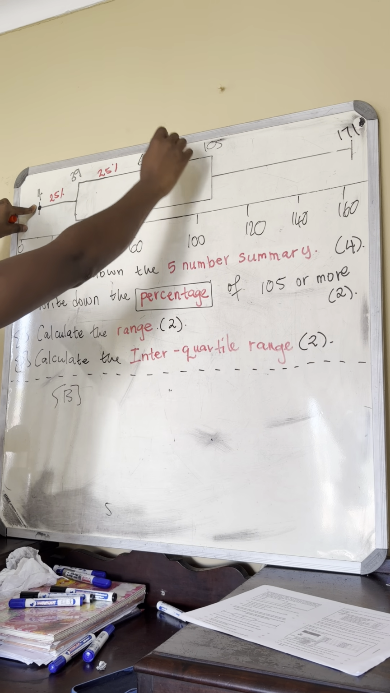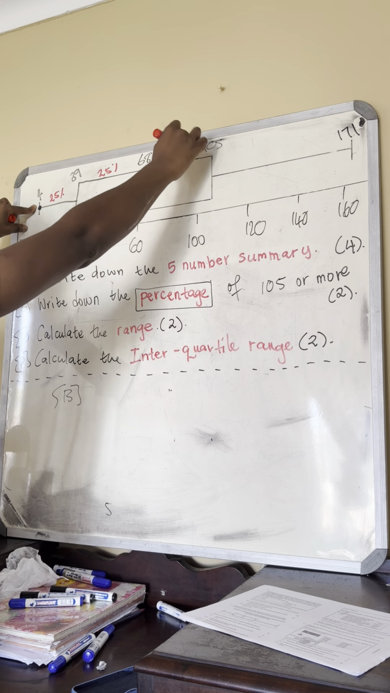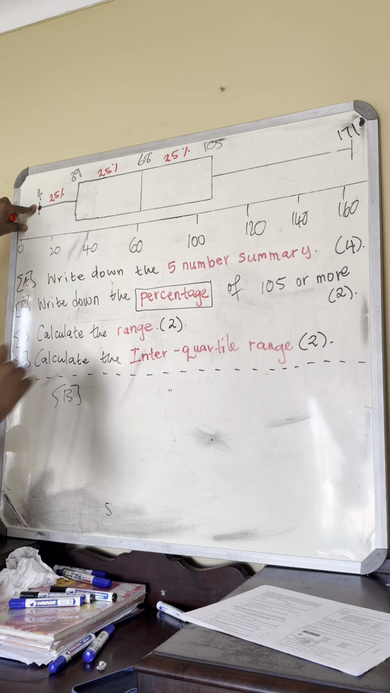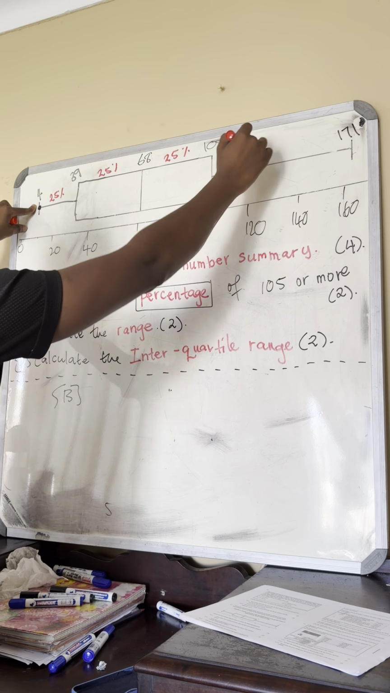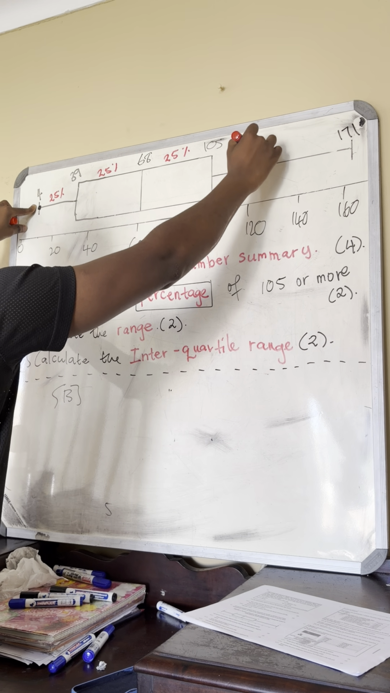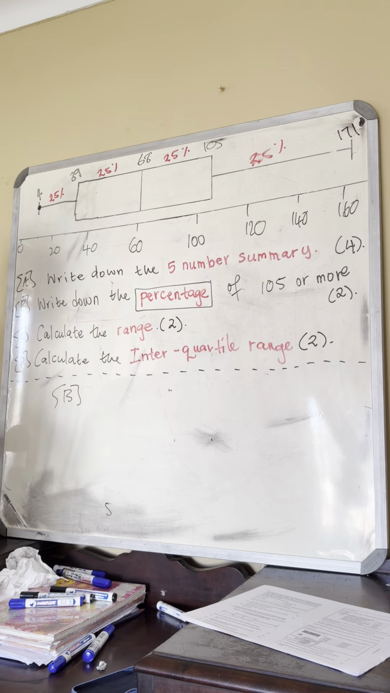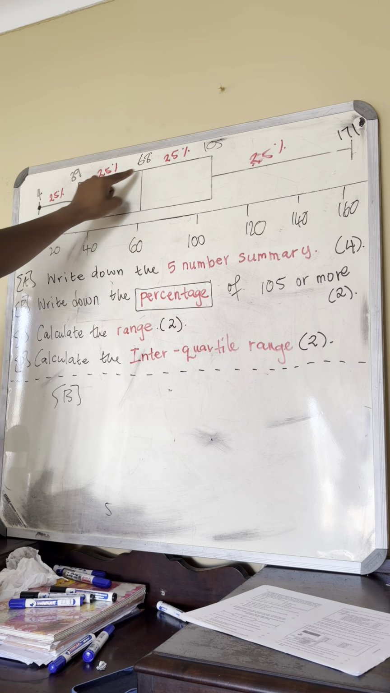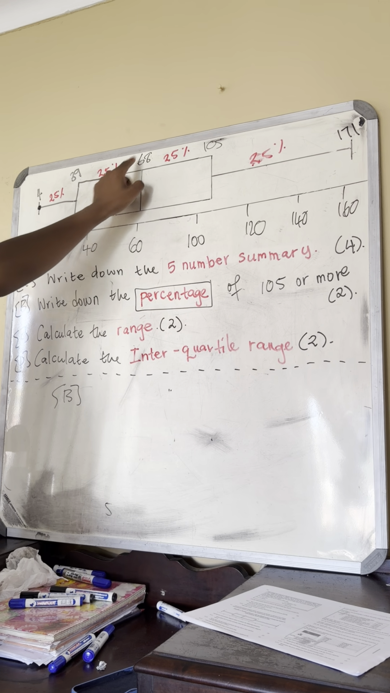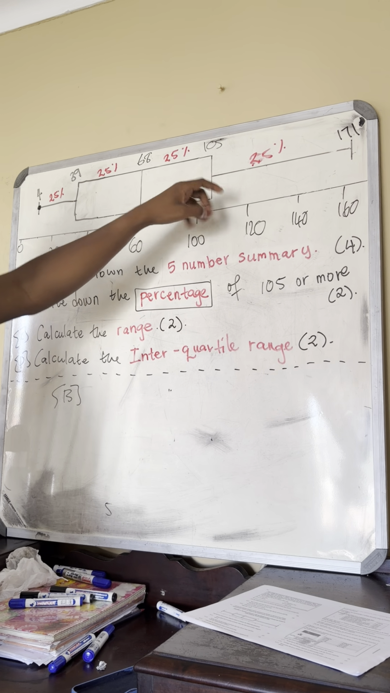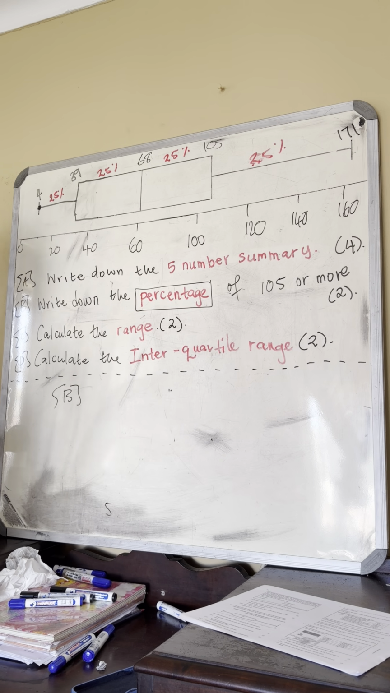And then from 68 to 105, again, that is 25%. And then from 105 to 171, that is also 25%. So from 4 to 39, 25; 39 to 68, 25; 68 to 105, 25; 105 to 171, again, 25.